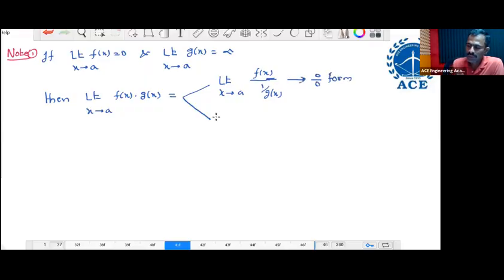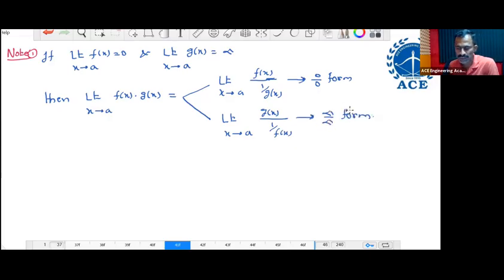Next, if you want to write the infinity by infinity, keep the g of x in the numerator and shift f of x to denominator. This is in the form of infinity by infinity. So it is a method of reduction. Reducing the third form to first form, third form to second form like this. It is a method of reduction.